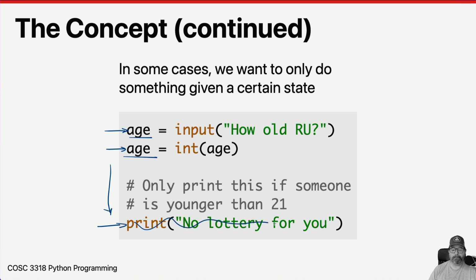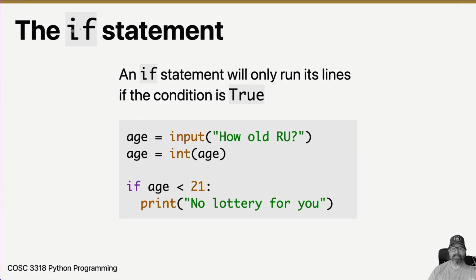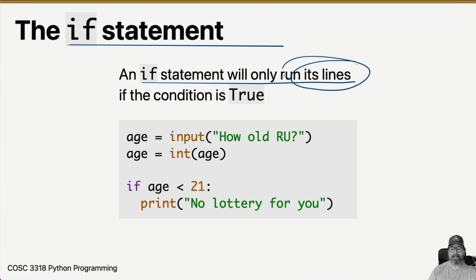This is part of how do we affect the top to bottom? How do we skip a line if somebody is 30? They would get lottery. They'd be like, yeah, I can play the lottery. But if they're younger than 21, then we only want to print no lottery for you. So how do we do that? Well, in Python, we use the if statement. And the if statement will only run its lines, which are the lines that are indented underneath it. You see how this is indented? It's more to the right than the if statement.